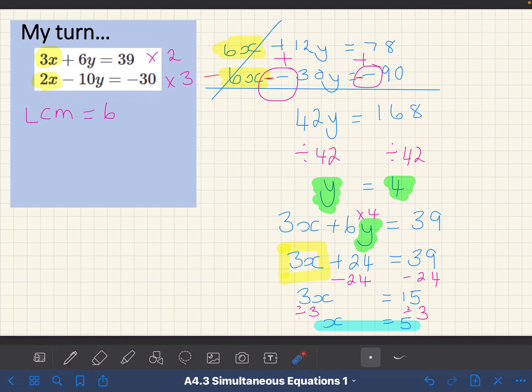Have a go at the example on the next page. Press pause while you do your workings.